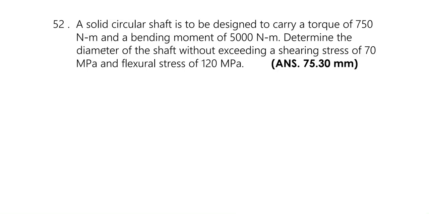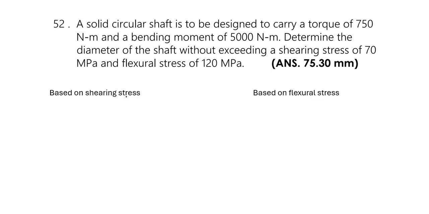In this problem, a solid circular shaft is to be designed to carry a torque of 750 Newton meters and a bending moment of 5,000 Newton meters. We are tasked to determine the diameter of the shaft without exceeding a shearing stress of 70 megapascals and a flexural stress of 120 megapascals. To solve this problem, we consider two cases to solve for the diameter of the circular shaft: based on the shearing stress or based on flexural stress.